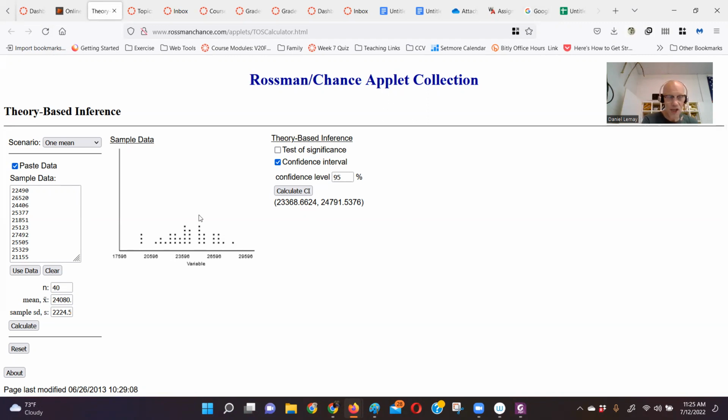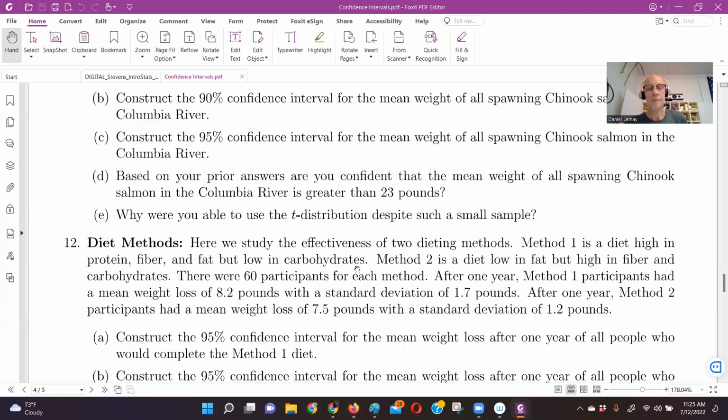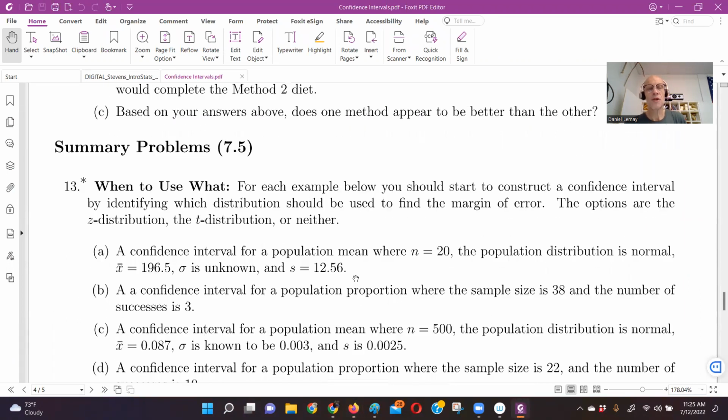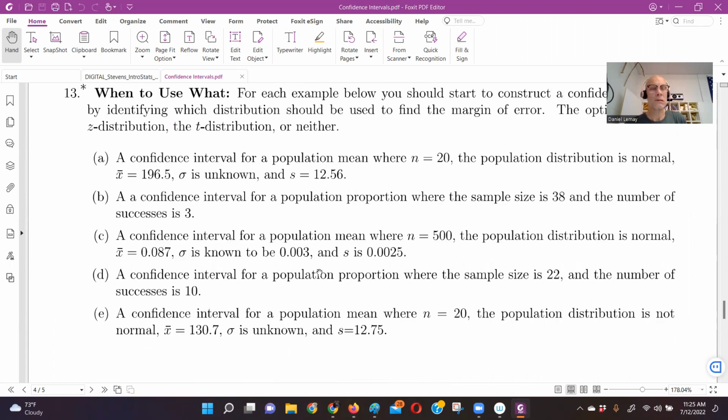On a test situation, you just screen capture that and paste it in your tests for me. You don't have to do any of the degrees of freedom or anything like that. So that's that. Now, the only other thing I wanted to show you is how you do proportions. Where is that? Summary problems.